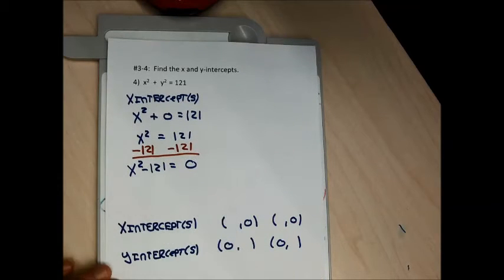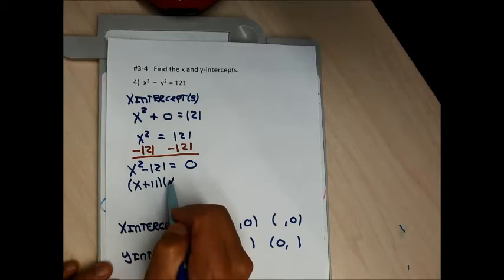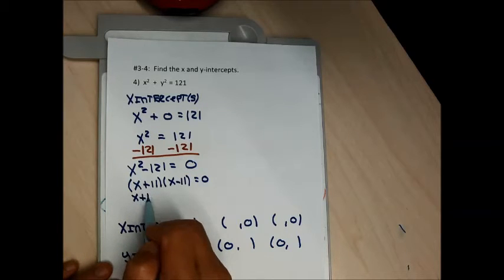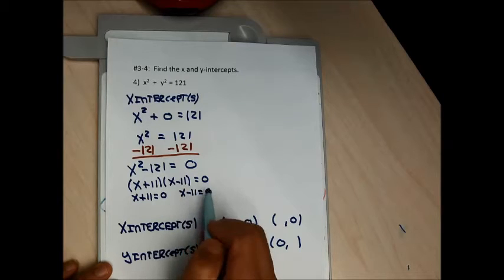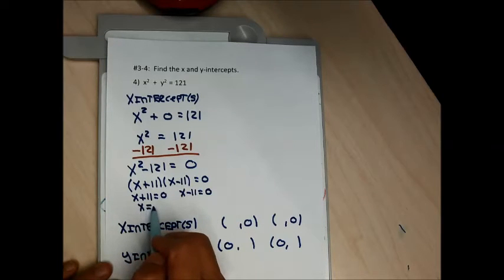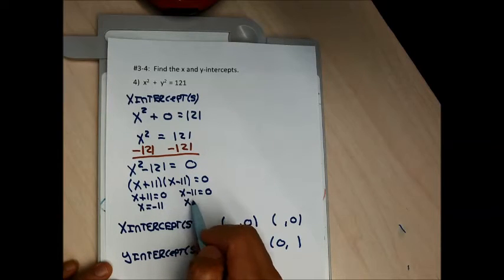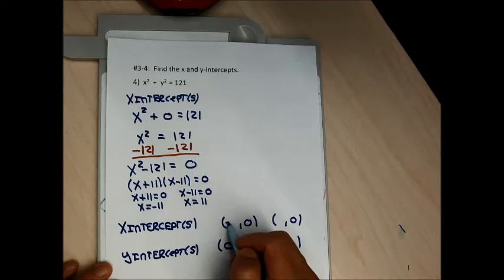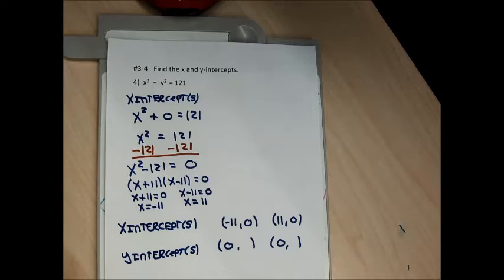I set it equal to 0, and now I'm going to factor. This factors into x plus 11 times x minus 11. I have it both factored and set equal to 0, so I'll set each of the factors equal to 0. When you set the x plus 11 factor equal to 0, you get x equal to negative 11. The x minus 11, when you set it equal to 0, gives you x equal to 11. My x-intercepts, it doesn't matter the order that I write them in. One of them's 11, 0. The other one's negative 11, 0. And it doesn't matter which one you write first or which one you write second.